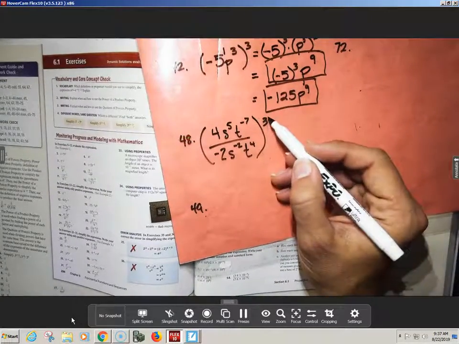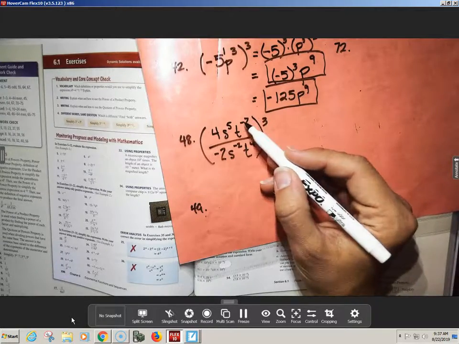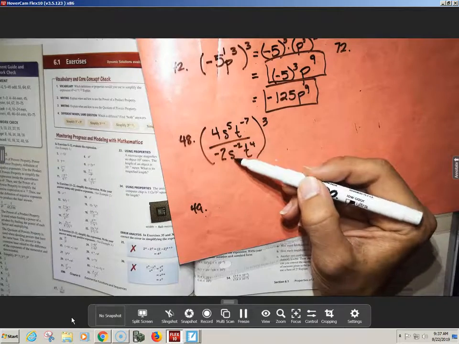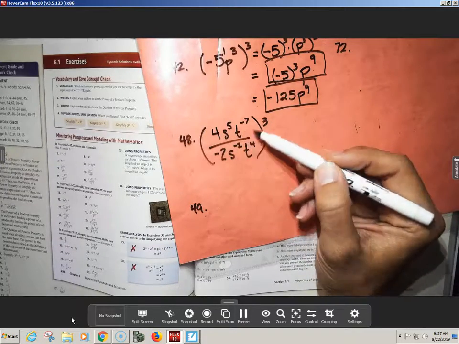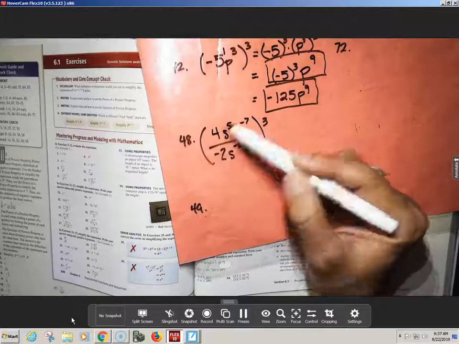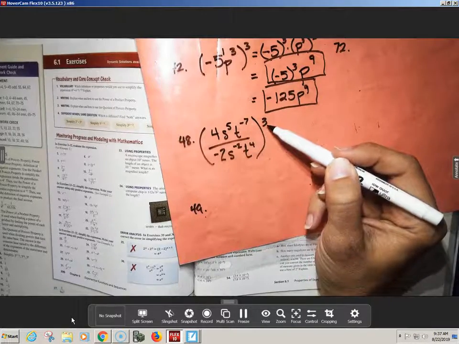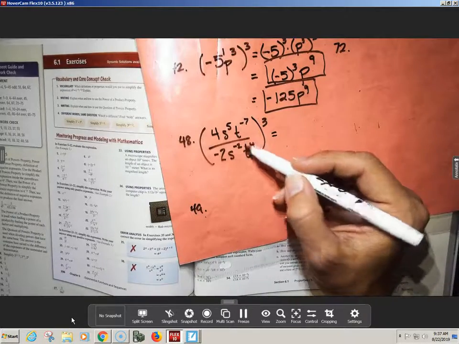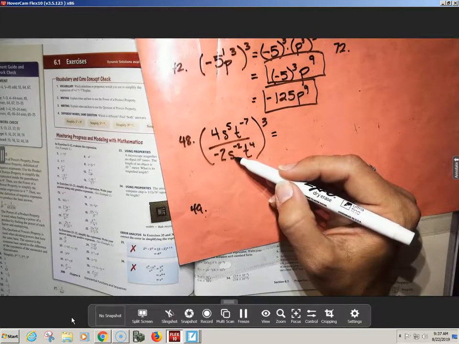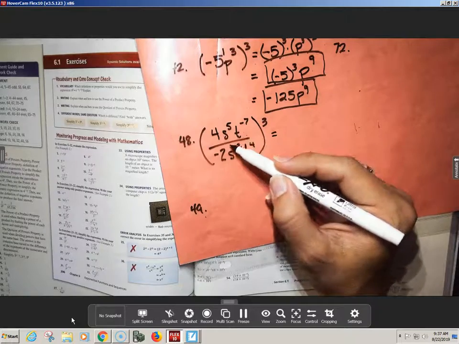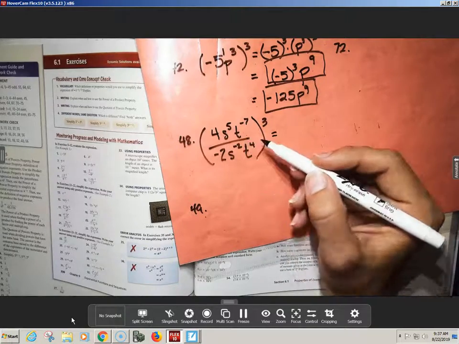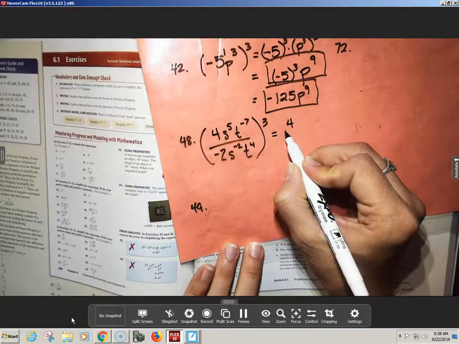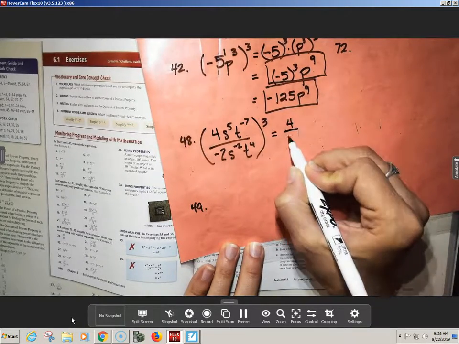We do need to distribute this guy. But do you guys realize some of these bases are the same? Think of PEMDAS. We're in the parentheses trying to simplify before dealing with outside the parentheses. Is there anything we can do with these T's or these S's to put them together? Yeah, it's quotient, right? And quotient we subtract. So what if I write now the 4 over the negative 2.